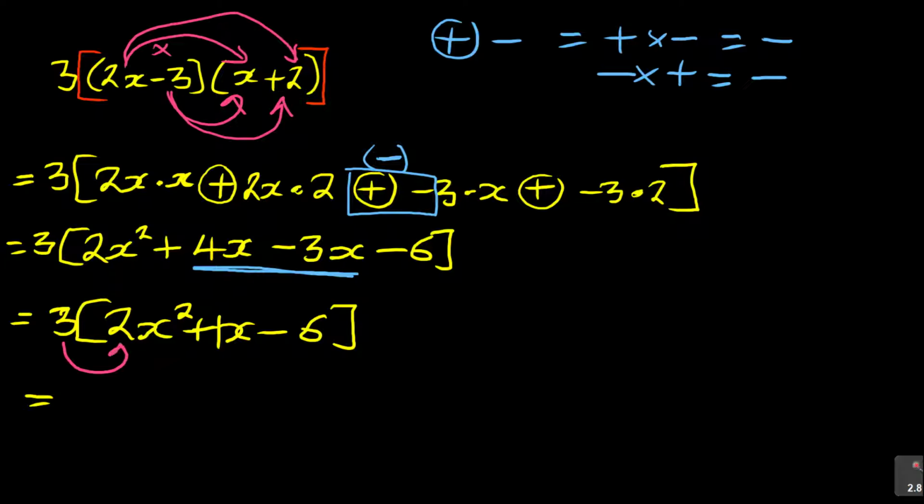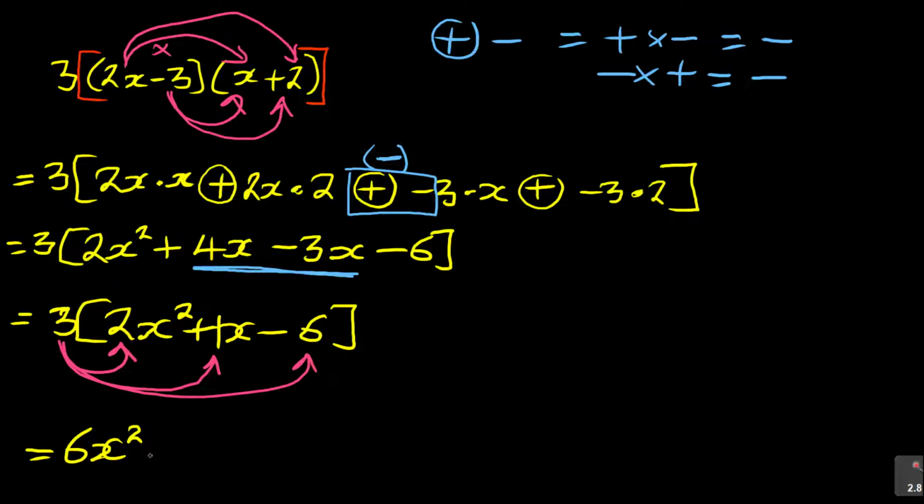Now at this stage, you can expand again. The 3 enters there, and you multiply everything there by 3. All right, if you do that, it will give us 3 times 2, which is 6x squared here.